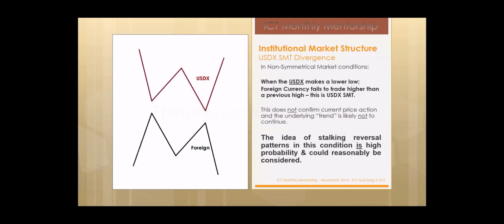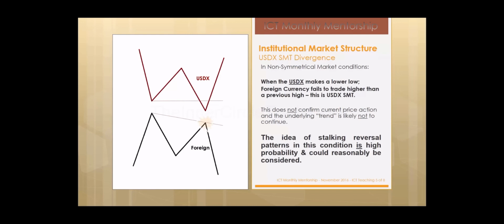Now we're going to talk about non-symmetrical market conditions. When the dollar index makes a lower low and the foreign currency fails to trade higher than a previous high, this is US dollar index SMT, or USDX SMT. This does not confirm current price action, and the underlying trend is likely not to continue. However, the idea of stalking reversal patterns in this condition is high probability and could reasonably be considered.